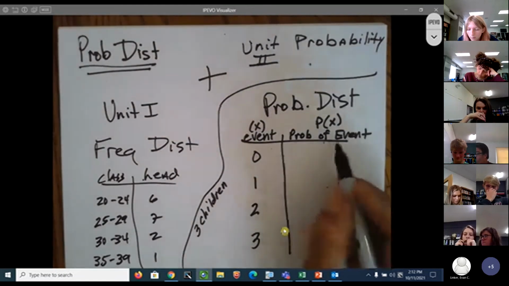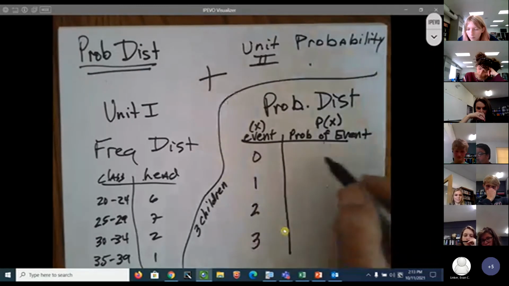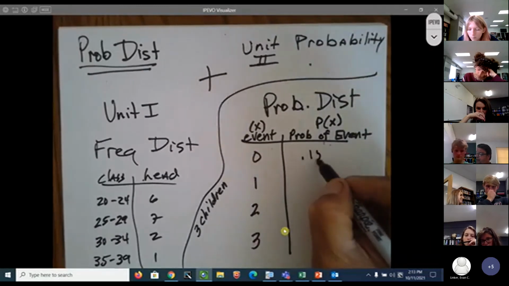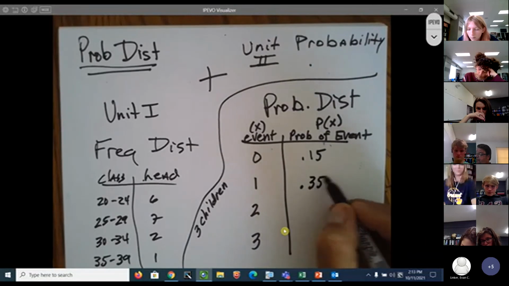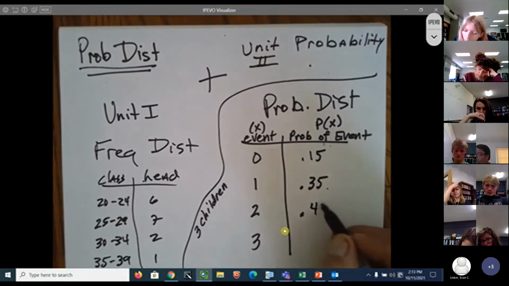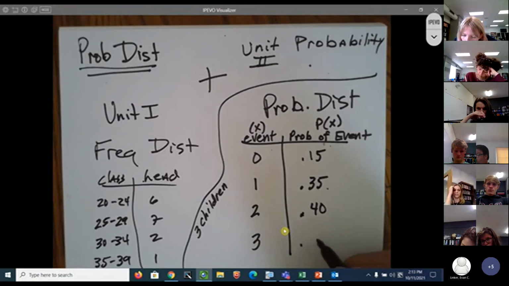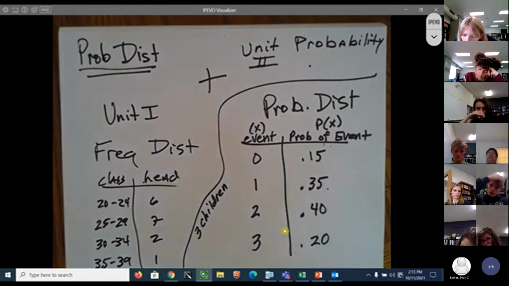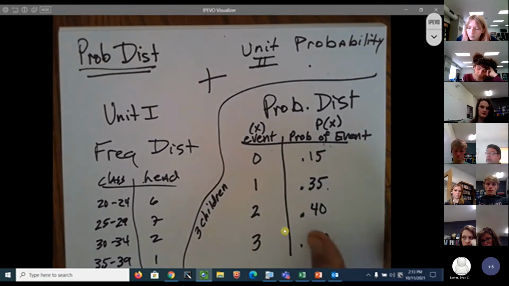Okay. Probability of an event: 0.15, 0.35, 0.4, and 0.2. Now there's two tests for a probability distribution. And here are the tests. And they will be in red. And this is a test question. It's a very easy test question, and several of you will miss it. I don't know why, but you will miss it.